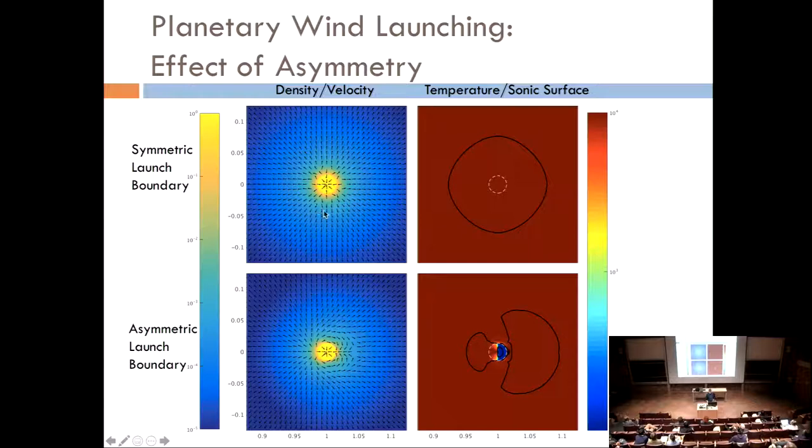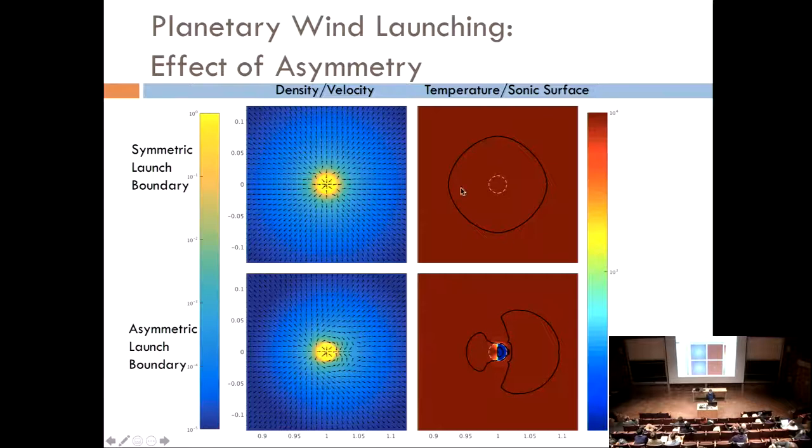This is the case where our boundary condition is spherically symmetric, and this is the temperature, and this is the sonic surface. What you see is that if you have a spherical boundary condition in terms of the launching, you end up with a spherical wind. Hooray. And there's your nice spherical sonic surface. That's where the material is expanding subsonically, and then eventually accelerates to Mach 1 at this surface.